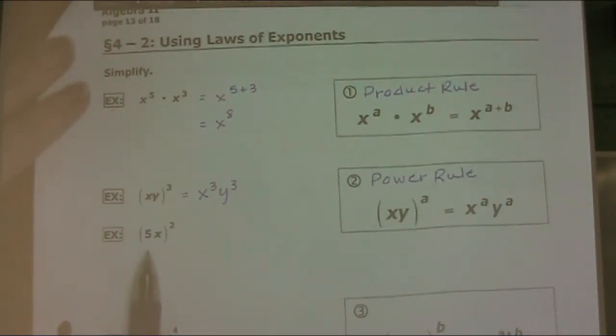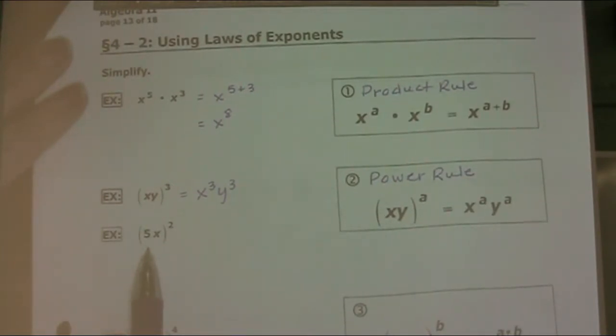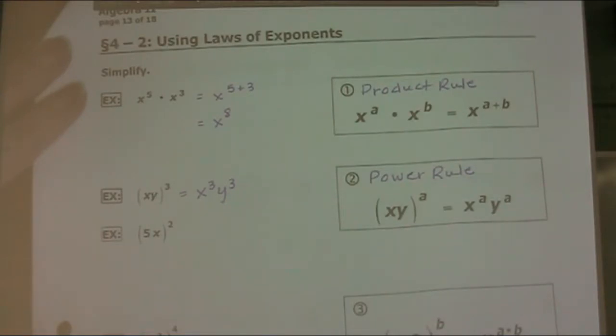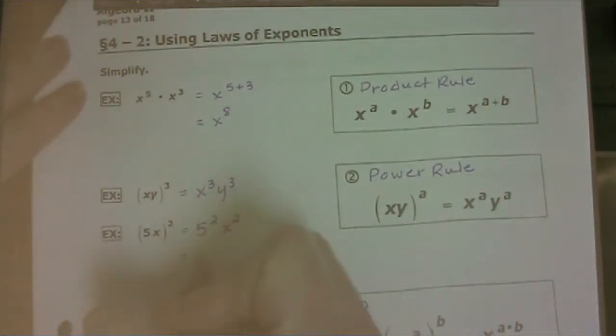The difficulty comes when we have a number times a variable in parentheses raised to a power. And the reason why is so often we forget that the power also applies to the 5. So this becomes 5 squared x squared, which makes this 25 x squared.